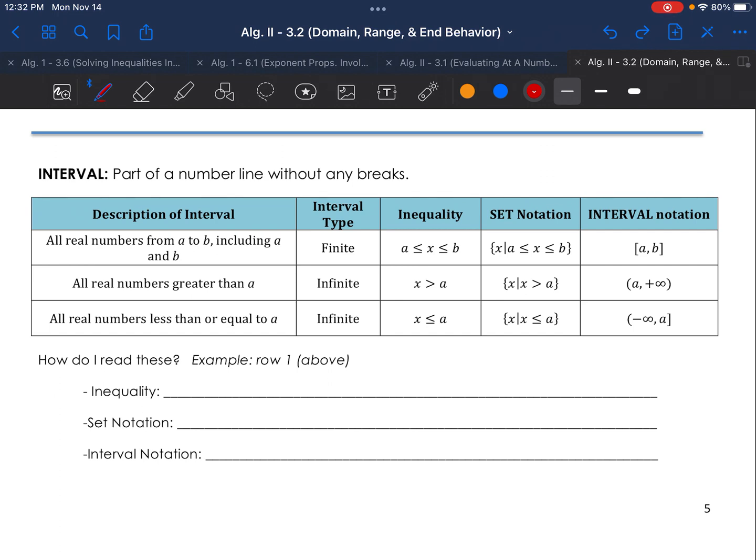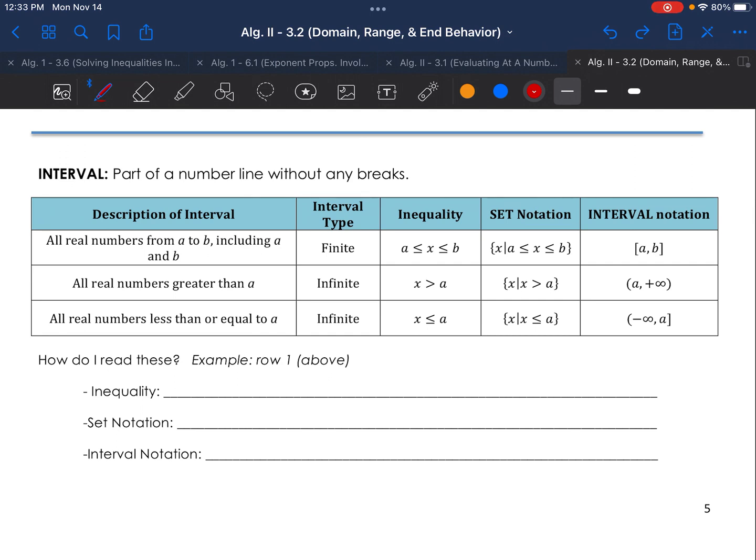Next one is all real numbers greater than A. So that would be an infinite interval because it never ends, because it just continues on for all the numbers that could be bigger. So this you write as an inequality again. X is greater than A. Set notation, same idea. Write the inequality, but put the X such that first and braces around it.